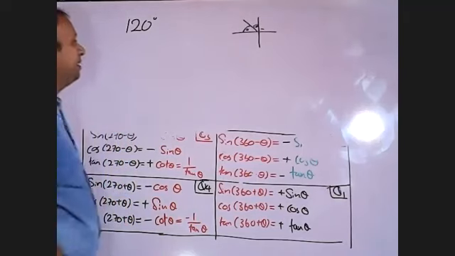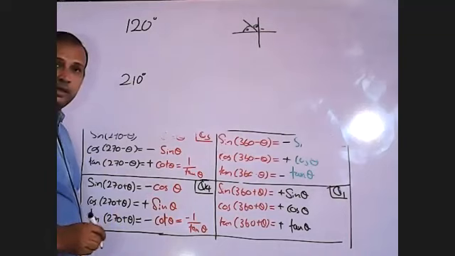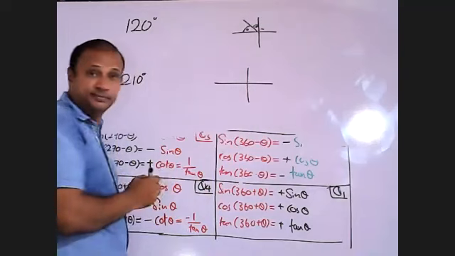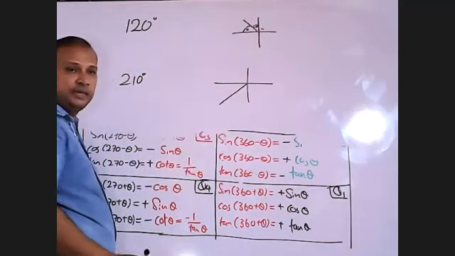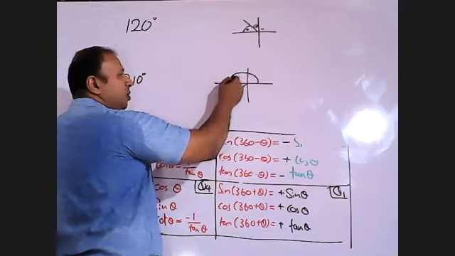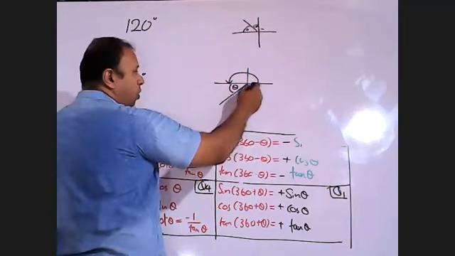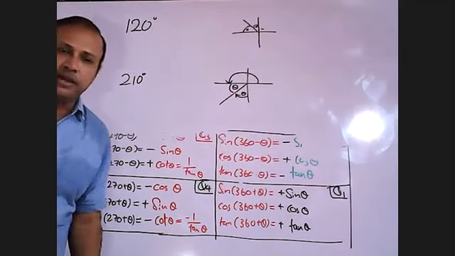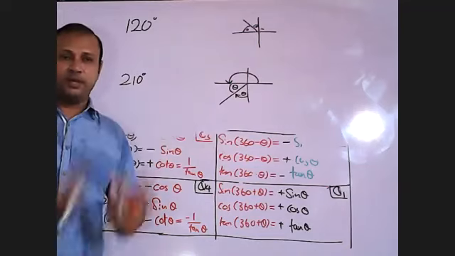Suppose you are given 210. 210 belongs to which quadrant? Third quadrant. Therefore, 210 can be written as 180 plus theta or 270 minus theta. Either way you can write, no? Yes, sir. That's the first thing you have to determine.